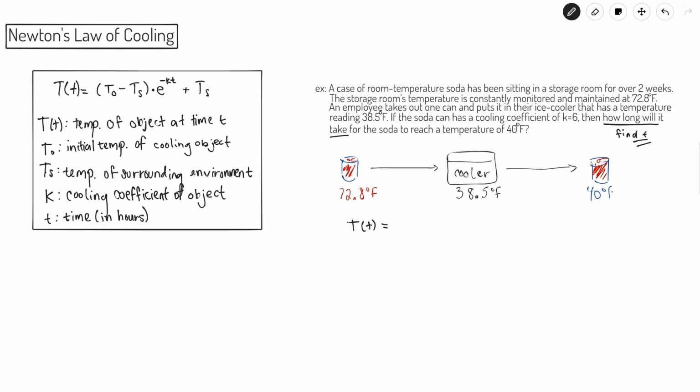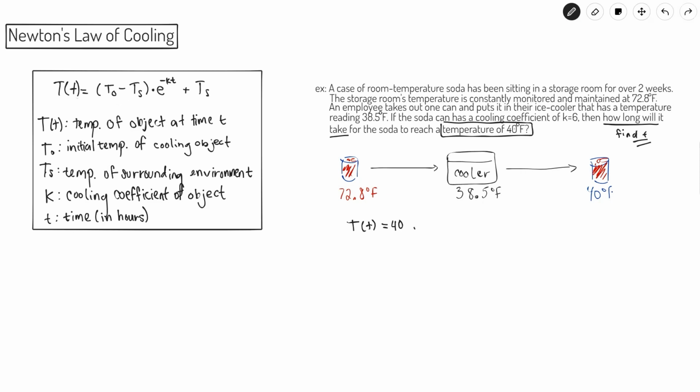We don't know what the time t is, but we do know that at that time, the temperature of our soda will be 40 degrees Fahrenheit. And so that's telling us that the temperature of the object at that time is 40. So we have T sub t, we have something to plug in here. But now let's see, what should I plug in for T sub naught?